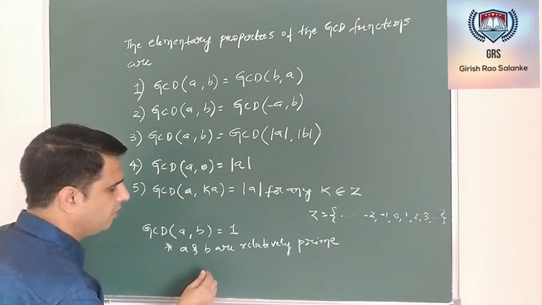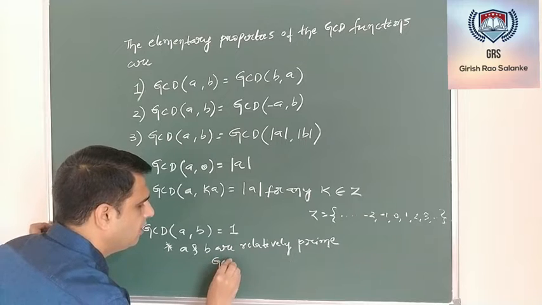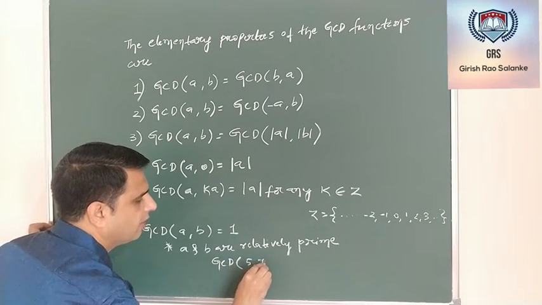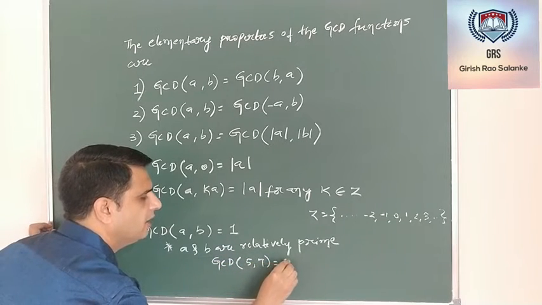Then we can come up with so many examples. One such example is the GCD of 5 comma 7. What is the GCD of 5 comma 7? It is 1.